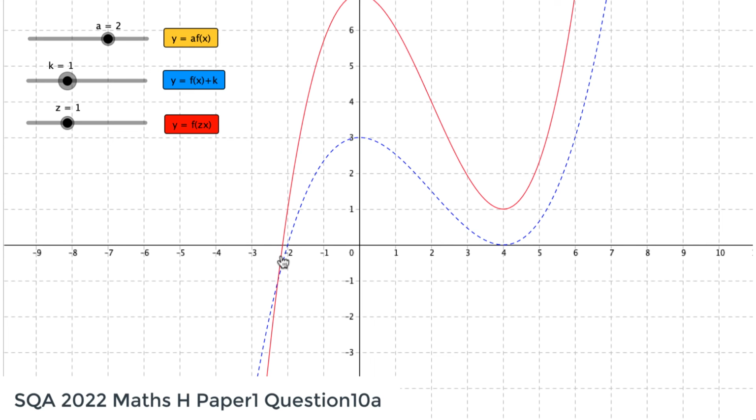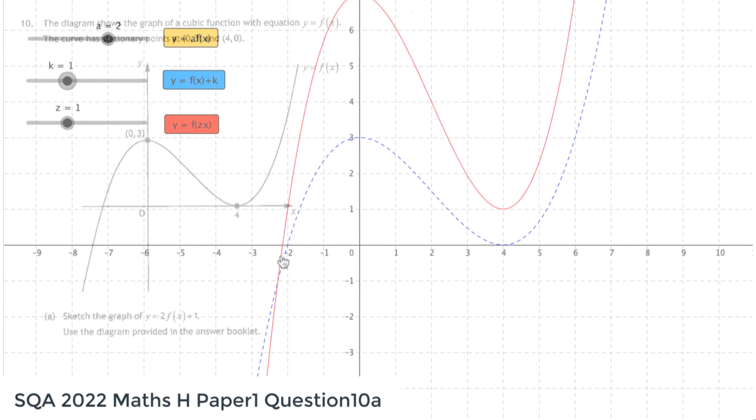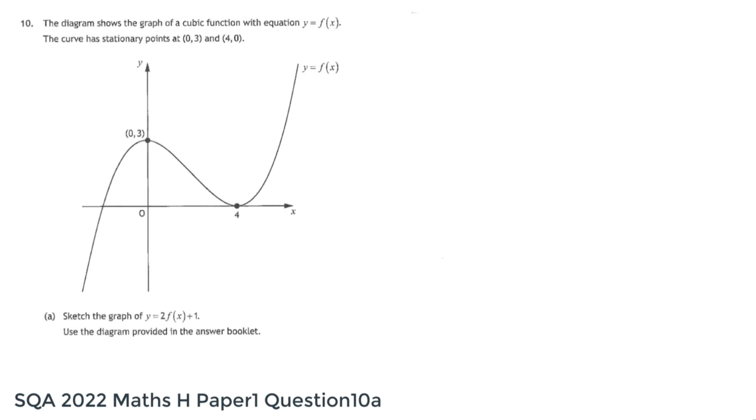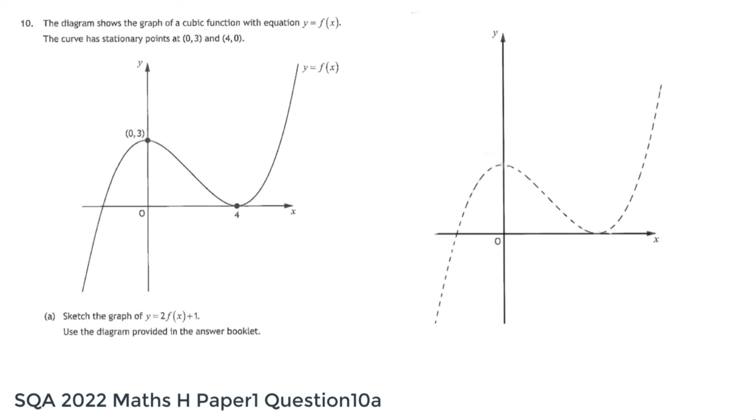So let's get back to the question and sketch in the answer. So here we are back at the question, and let's have a look at this answer grid where we're showing the x and y axis. I've sketched in a dotted line the original graph, so we know this is a height of 3.